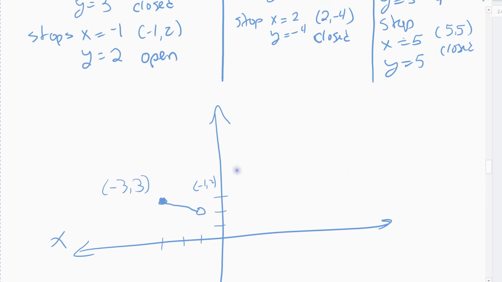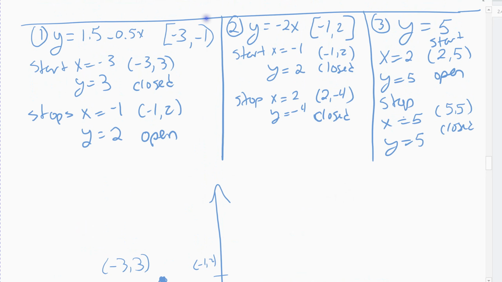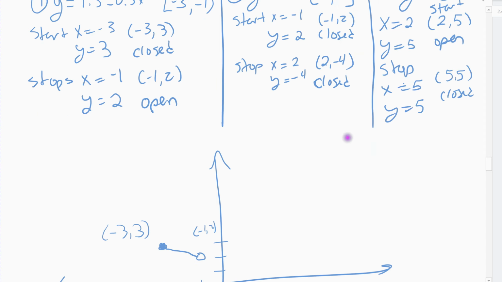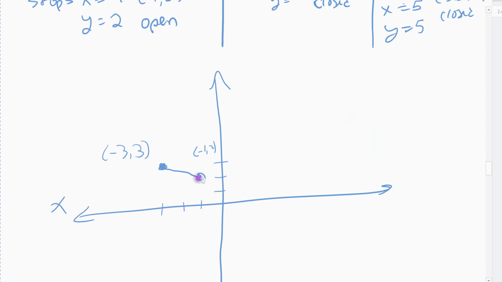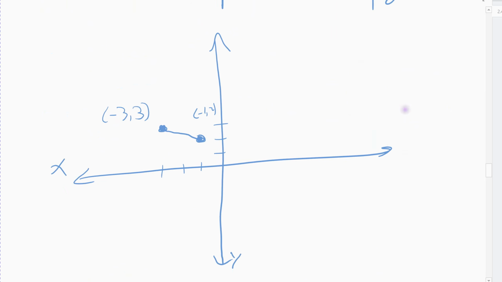But where that one stops at -1, 2, the next one actually starts. So I'm actually going to fill that point in, right? This one starts. I'm done with piece 1. Now I'm on to piece 2. When I start this second piece, it actually starts at that closed point. So I'm going to close it in because it starts there. And then it goes to 2, -4. So 1, 2, 1, 2, 3, 4. So 2, -4, closed as well. And I connect the dots, and it does go through the origin.